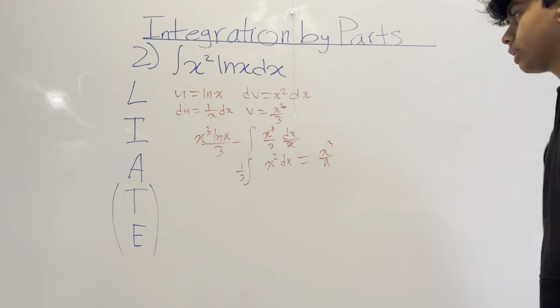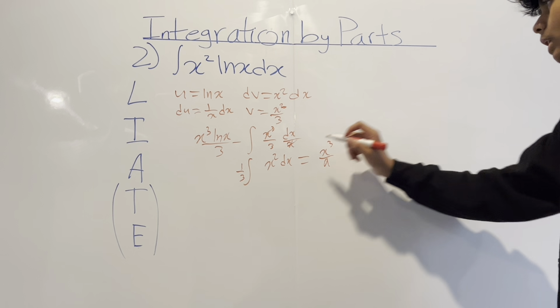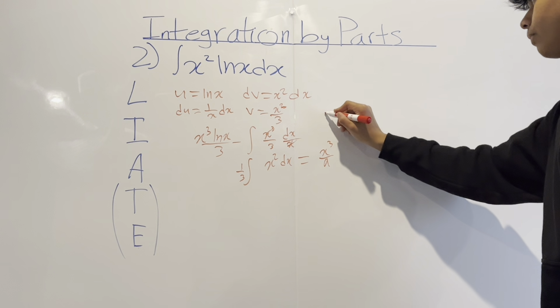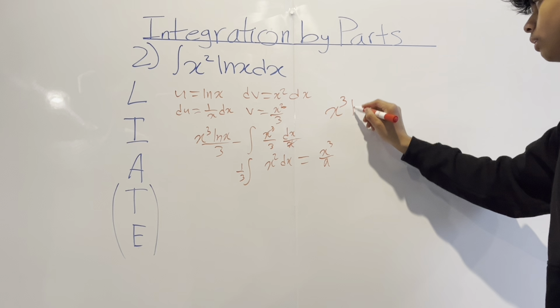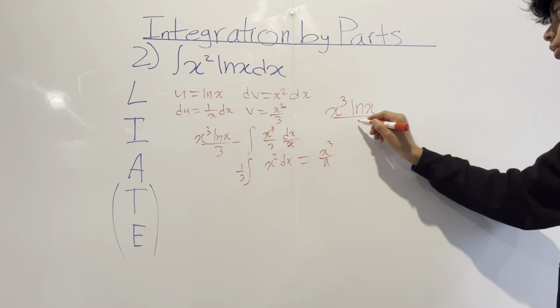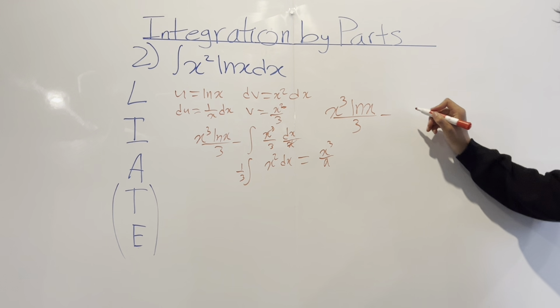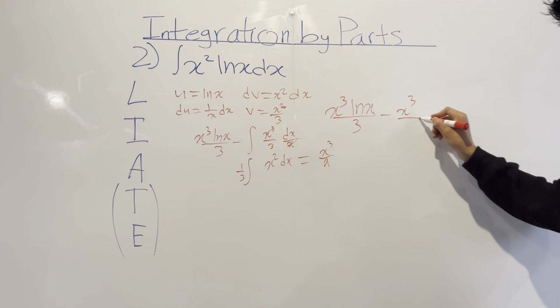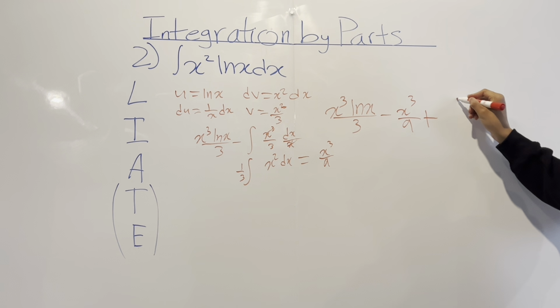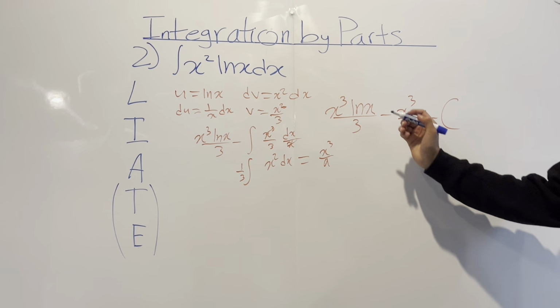So now let's put everything together. We have our uv, which is x cubed ln x over 3, minus our integral here, which is x cubed over 9, plus c. And that is going to be our final answer.